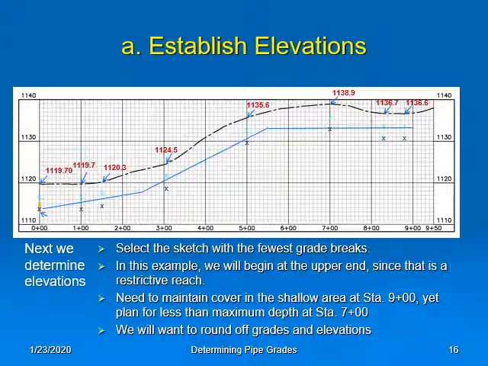Okay, so let's draw in our second profile, the one with the fewest grade breaks. In this example, we're going to be constrained at the upper end because of our low spot, our little depression, and then our high spot where the pipe has to go through. So we need to maintain cover in the shallow area at station 900. Yet we have to plan to be at less than the maximum depth at station 700.